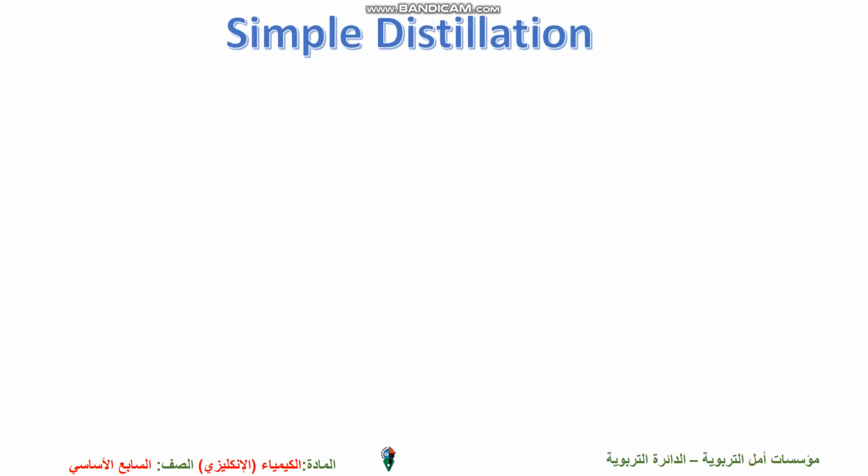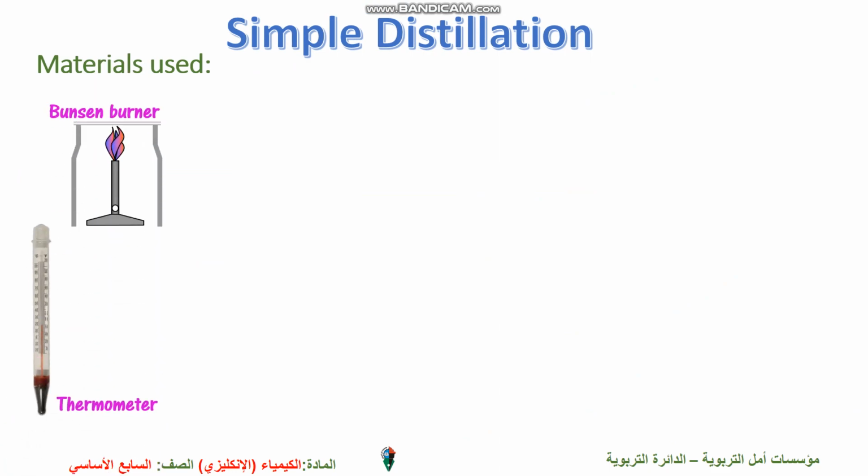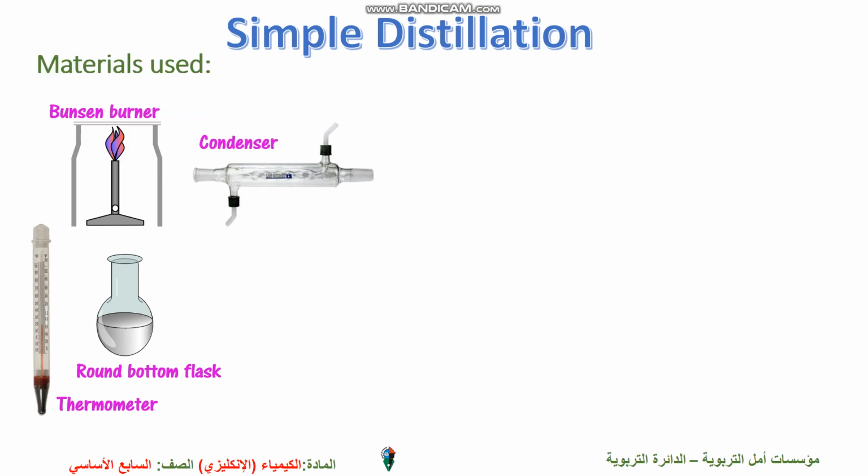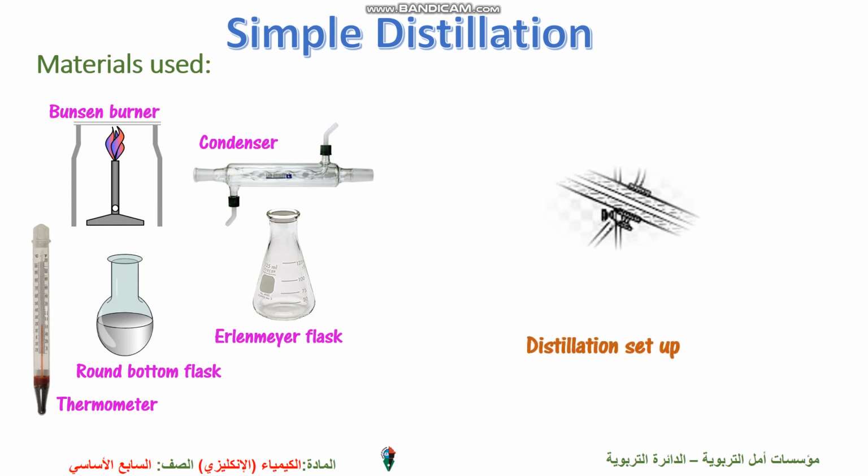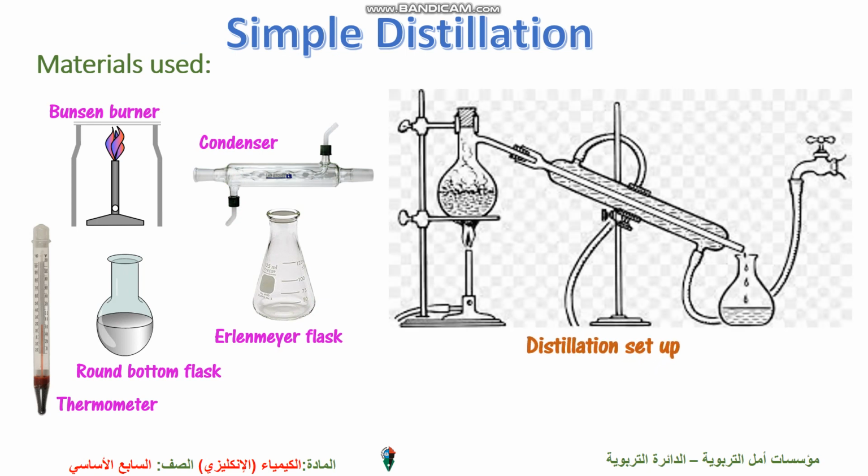Let's see what distillation is. I have two types of distillation, simple and fractional. First, simple distillation. We need the materials: Bunsen burner, thermometer, round bottom flask, condenser, and Erlenmeyer flask, and we put them in this setup. This is the distillation setup.